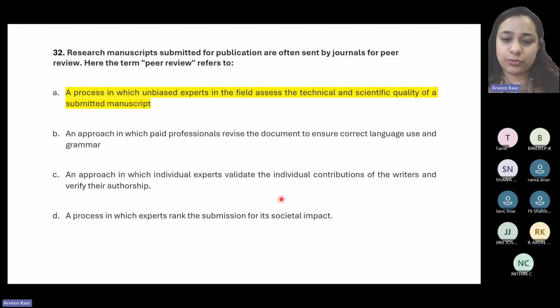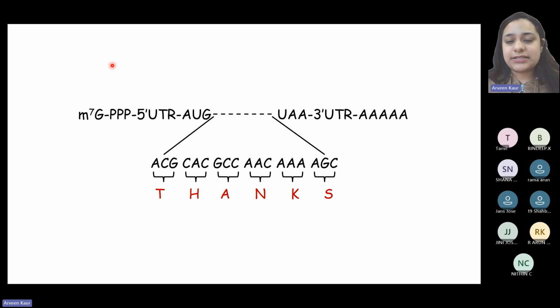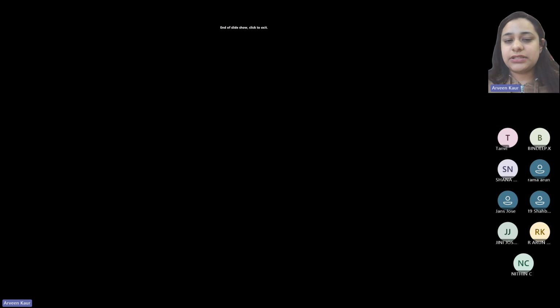It should be declared by you correctly that this person was involved in this aspect of the study, this person was involved in that aspect of the study. That should go correctly from your end itself. Also, it is not a process in which the experts will rank the submission for its societal impact, right? So, option A is actually the correct option. So as I said, that was the last question for the day.